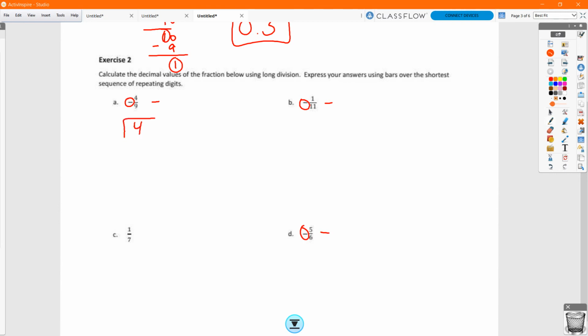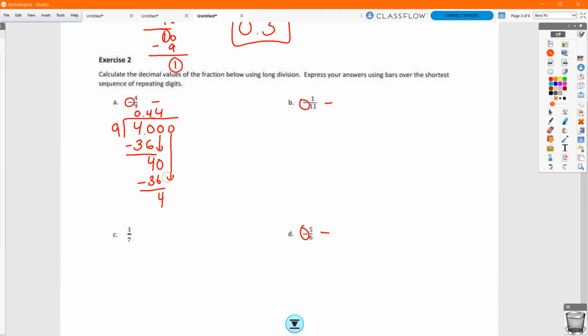4 divided by 9. 9 cannot go into 4, so I'm going to make sure I add my 0, put a decimal place. 9 can go into 40 4 times. 4 times 9 is 36. We subtract, we get 4. Add another 0, shoot it down, we get 40. 9 can go into 40 4 times. 4 times 9 is 36. 40 minus 36 is 4 again.